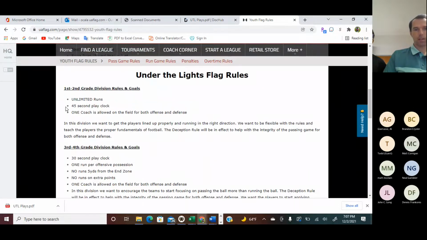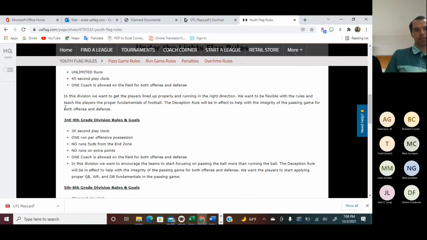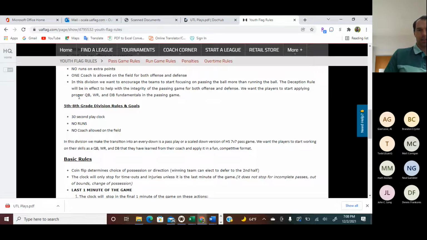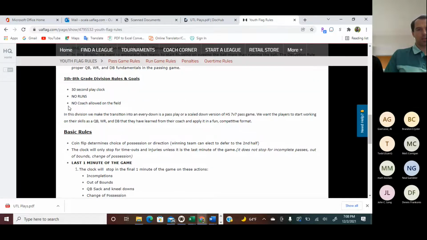As you guys know, we run kindergarten through second with unlimited runs, even though there's still no direct QB runs in any division. Third and fourth grade, you get one run per offensive possession, and you can still have a coach on the field. Fifth and sixth and seventh and eighth grade divisions, no runs, and no coaches are allowed on the field.